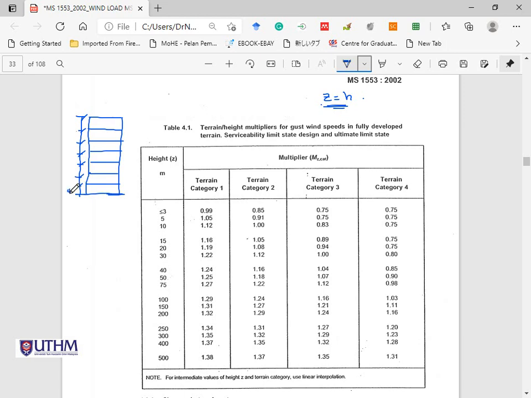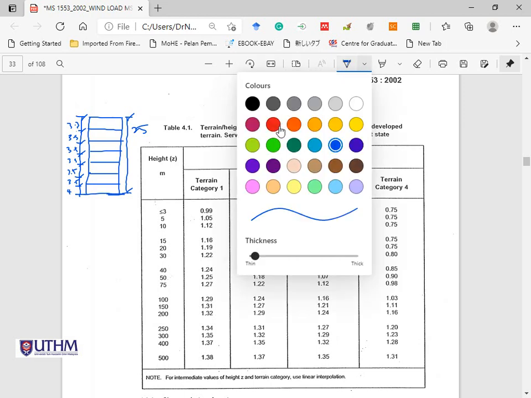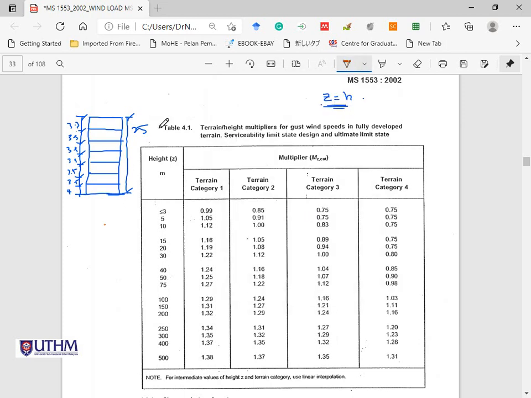So here is 3.5, the length kan, 3.5, 3.5, 3.5, and the total height here is 25. So this is the difference in the calculation for the leeward and the windward. So this face is the leeward, and this face is for the windward.